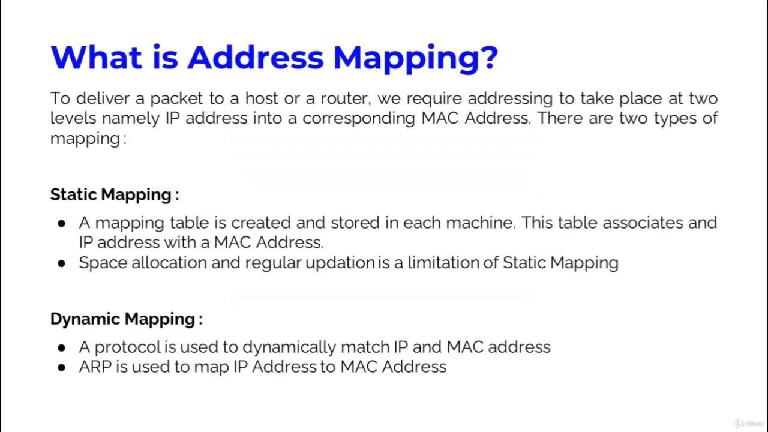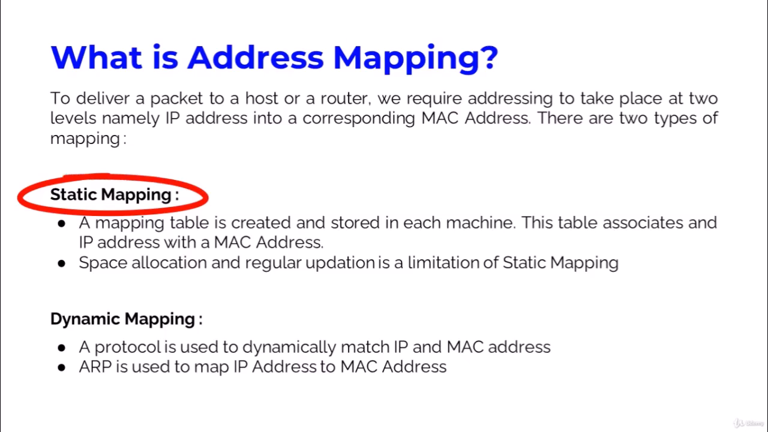So, what is address mapping? In order to understand Address Resolution Protocol, you must know what is address mapping. The delivery of a packet to a host or a router requires 2 levels of addressing, logical and physical. We need to map a logical address to its corresponding physical address and vice versa. This can be done by static mapping and dynamic mapping.